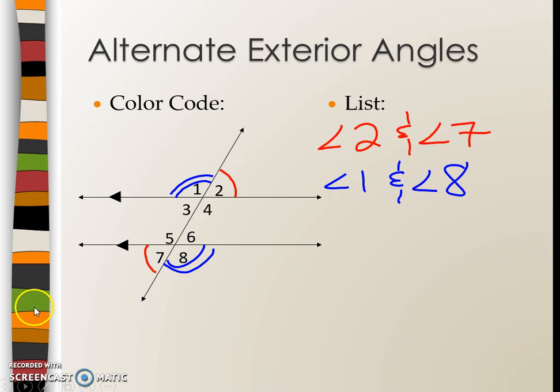Alternate exterior angles. So exterior means outside. So alternate means cross. So outside means if you have this is inside right here, outside will be above this line and below this line, outside of these two lines. So 1 and 8 are alternate exterior angles in blue, and then 2 and 7 in red, those are alternate exterior angles. So angle 2 and 7 are alternate exterior angles. Angle 1 and 8 are alternate exterior angles.